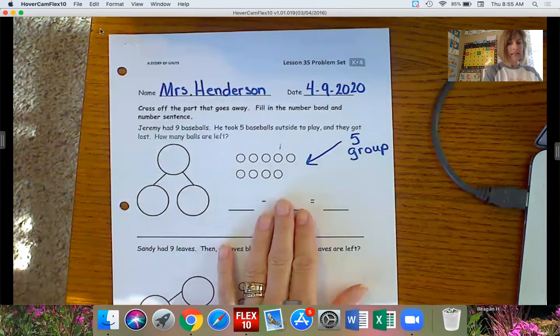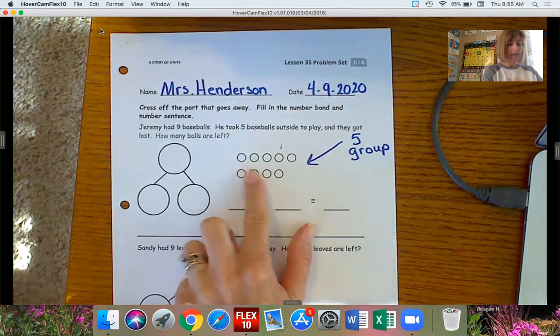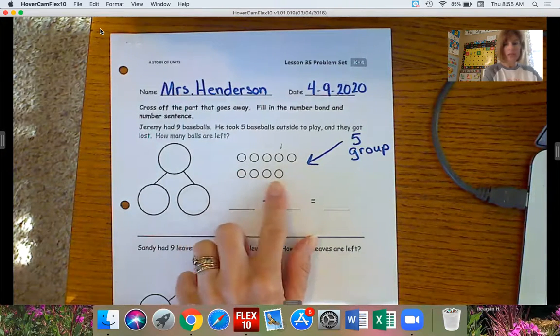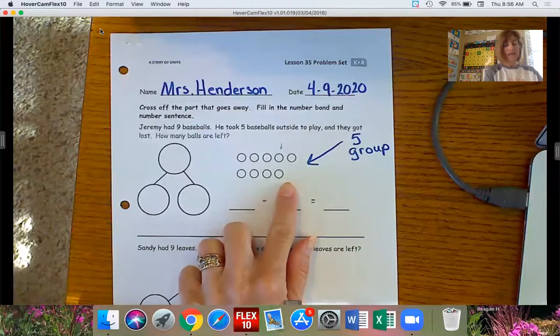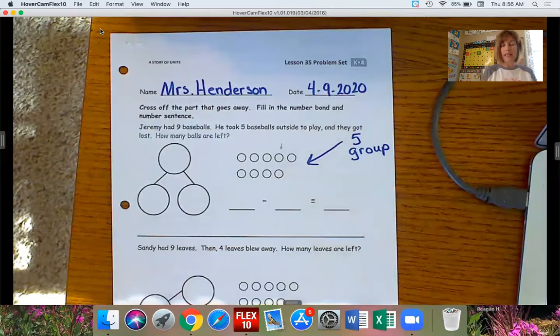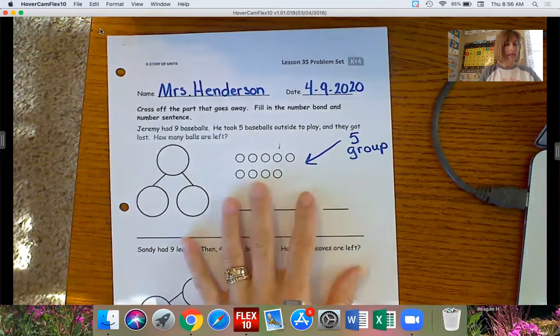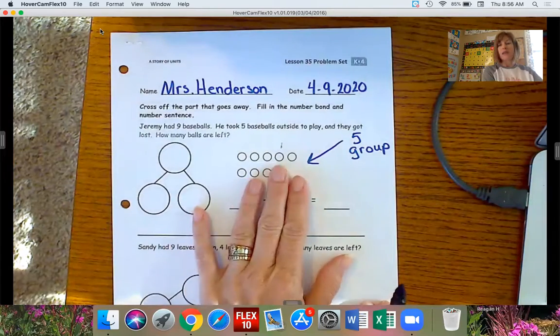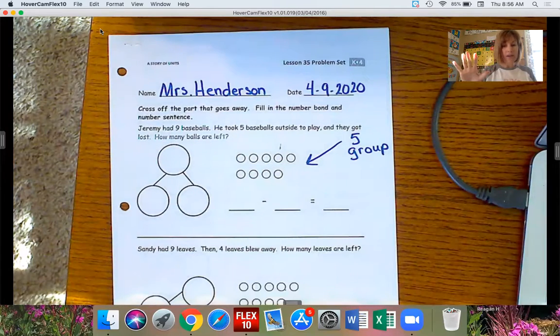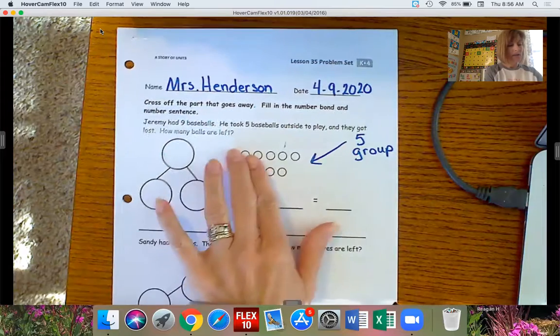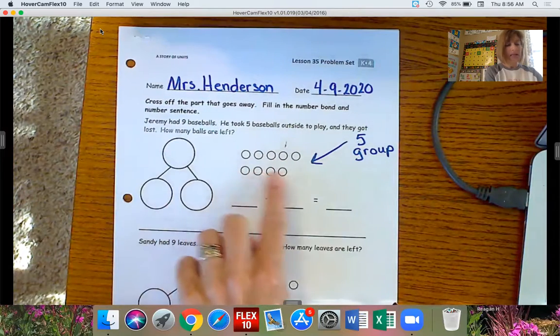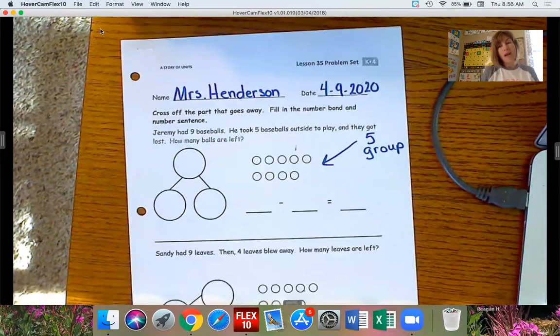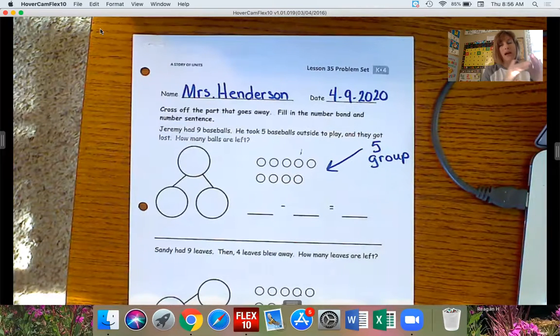On the next lesson, it's going to talk about making a 5 group, okay? That only means you're gonna have 5 on the top and then fill in with the rest down here. Eventually, well, we've talked about that in class, 10 frames. We have 5 on the top and 5 on the bottom, so you can easily tell there's 10. So when you write these with 5 on the top, the kids automatically know there's 5. And so then you can just count on. We know there's 5 in the top, 6, 7, 8, 9.